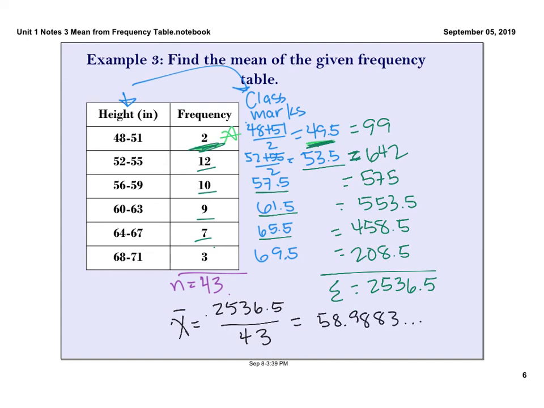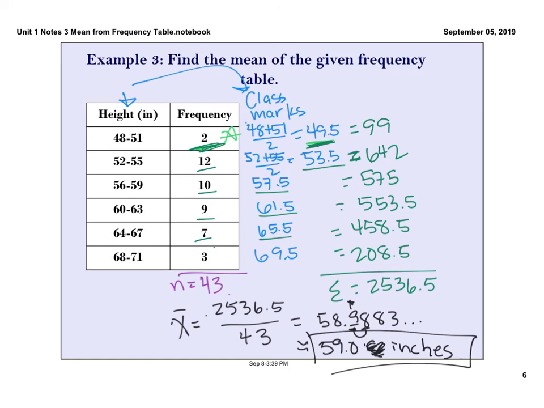And I get 58.983, and it goes on. So that's approximately, if I'm using the round off rule, I'm going to round to the 9. This is kind of a funny one because the 8 tells the 9 to go up. So then I'm at 59.0 inches. Sorry, I was still on time there. Inches. So 59 inches is my mean there.